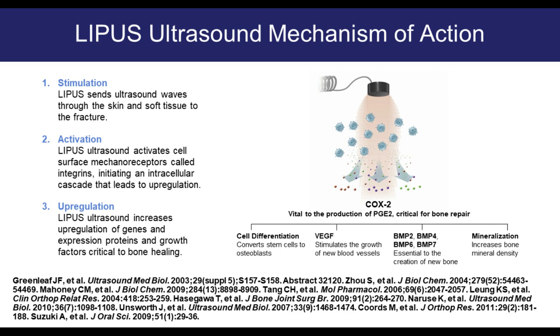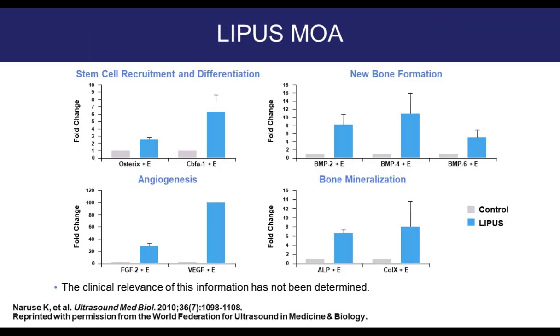Again, just talking more about mechanism of action, you'll see here, top left, angiogenesis. The dark blue is LIPUS. The control is in the tan box. You'll see increased angiogenesis, increased bone mineralization in the top right, increased VEGF down below, increased FGF. So again, you can see upregulation. So these are basic science studies that demonstrate that upregulation to you.